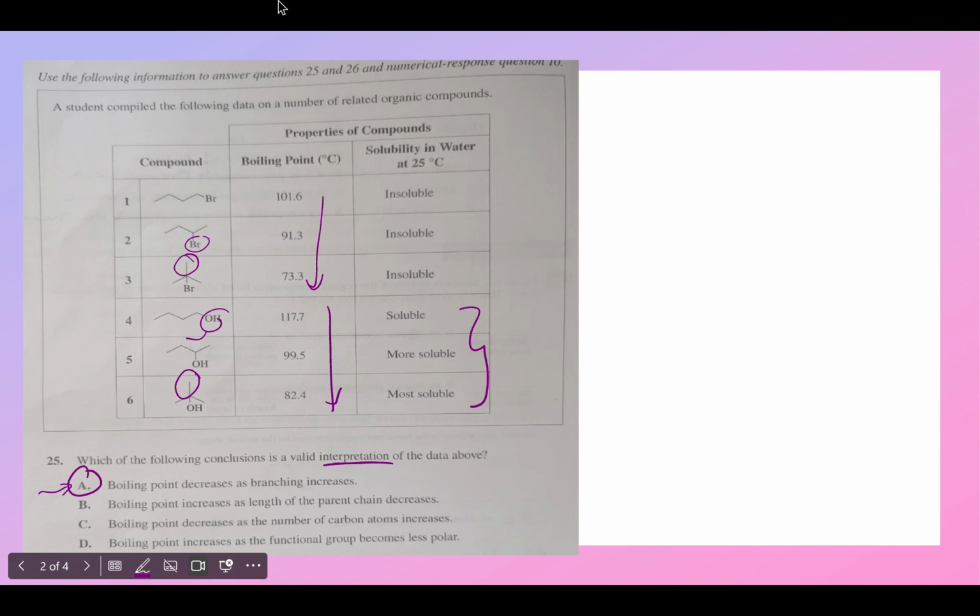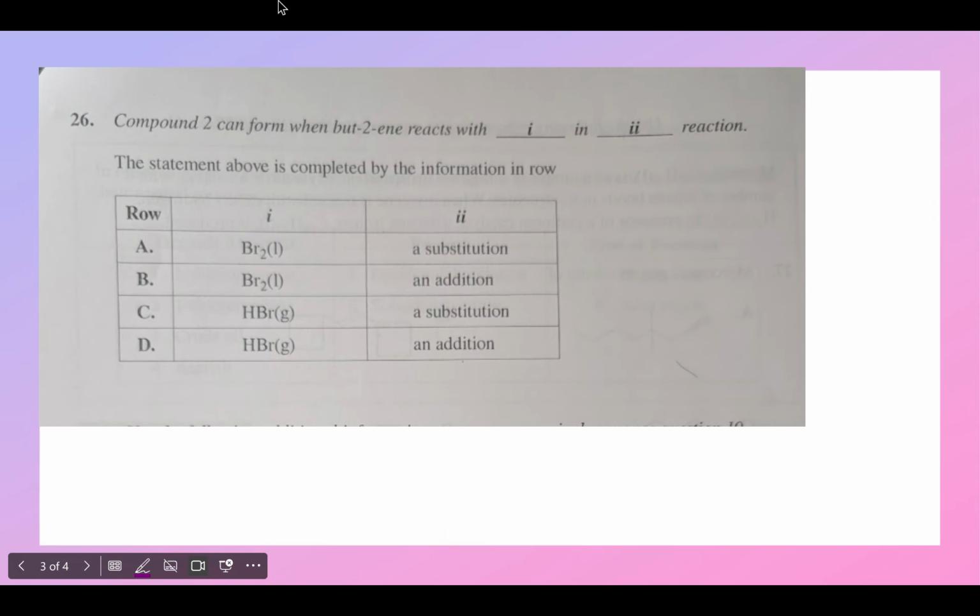So with B saying boiling point increases as the length of the parent chain decreases, the parent chain is getting smaller, but the boiling point is not increasing, it is decreasing. Option C, boiling point decreases as the number of carbon atoms increase. That is also not going to be true there. That would also have to be opposite. And the last one, boiling point increases as the functional group becomes less polar. That's also not true here. It's based on the placement. So the answer for that first one is A.